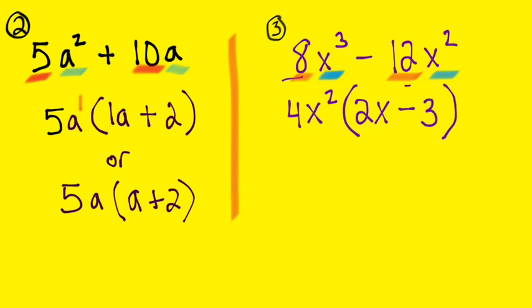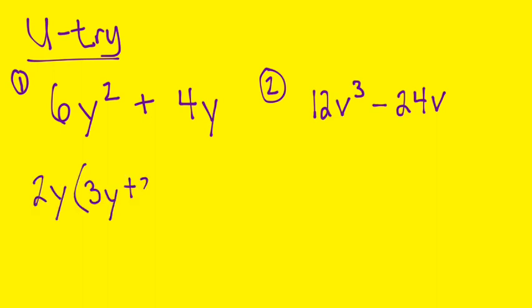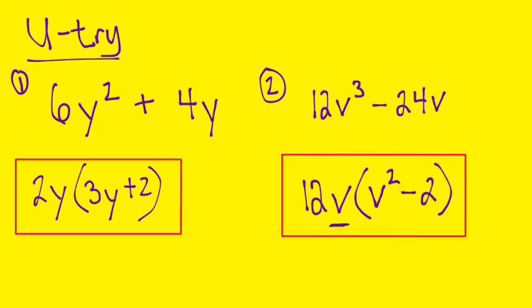And the sign doesn't change. And then 12 divided by 4 is 3. And x squared divided by x squared is 1. And 1 times 3 is just 3. Go ahead and try these. If you're working at home, pause the video and then check your work. How did you do?